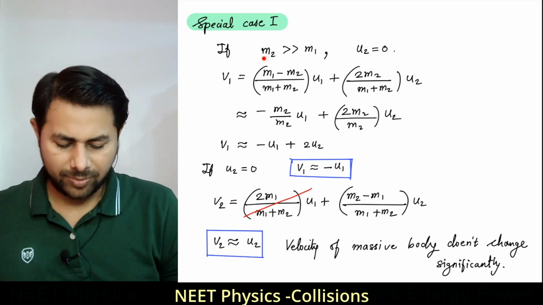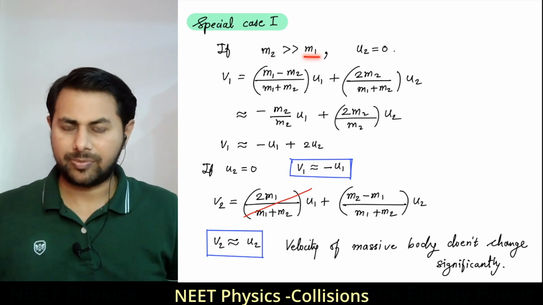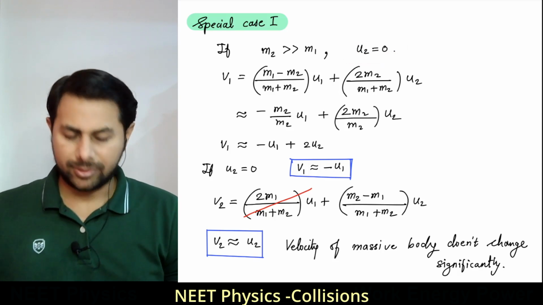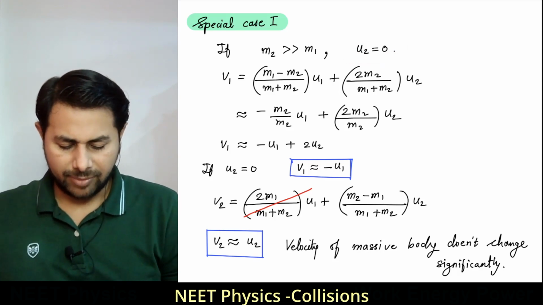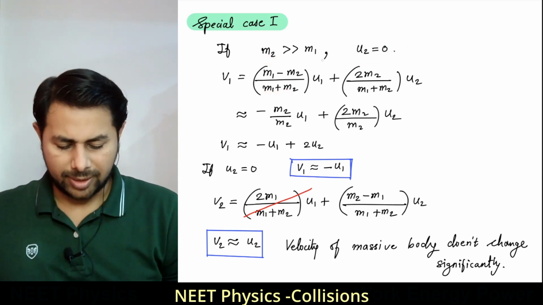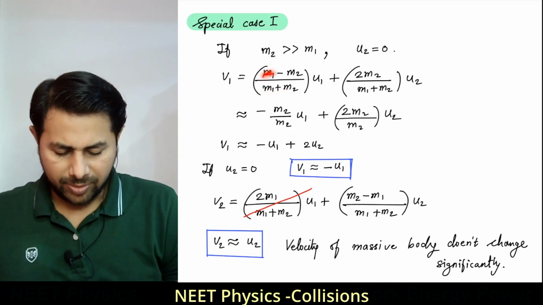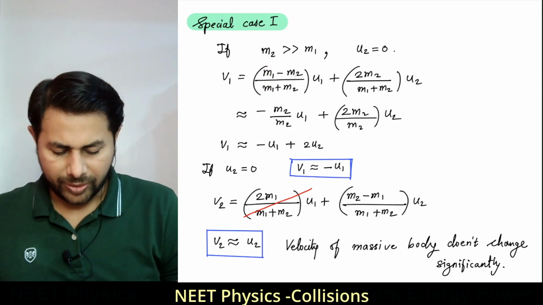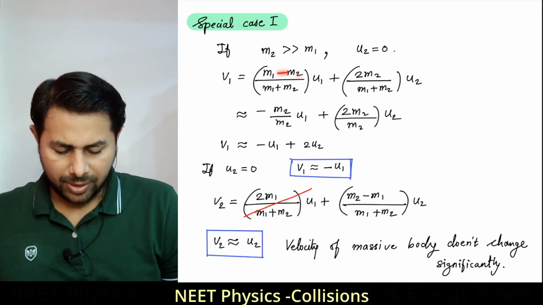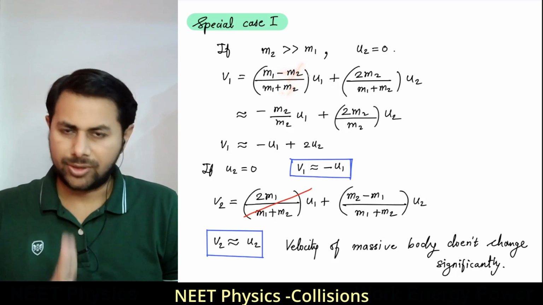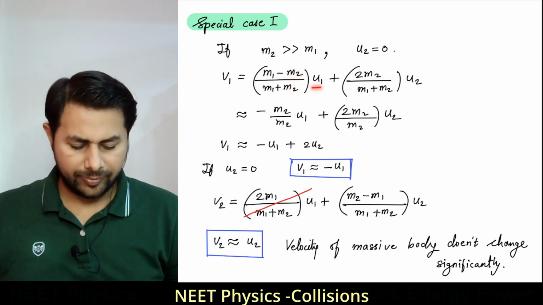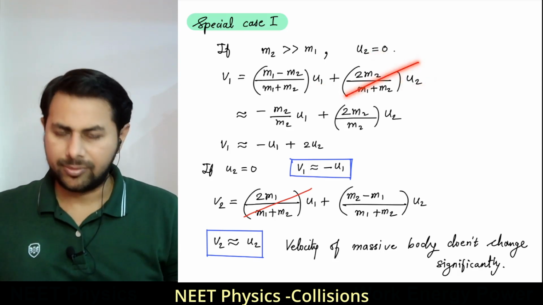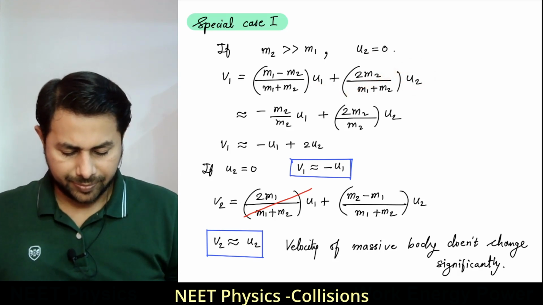So see, mass of the second body is far greater compared to mass of the first body, and speed of it is equal to 0. If you substitute that, then in this formula we can just neglect mass of the first body. If we neglect that, then what we get is minus m2 upon m2. So m2 by m2 gives you 1, so minus 1 times u1. And in this one we considered u2 is equal to 0, so the second term will become 0.